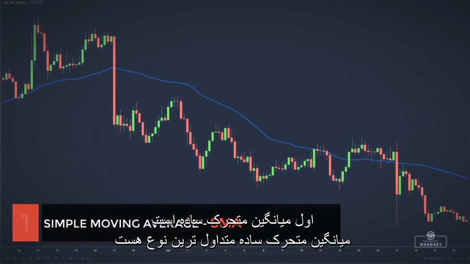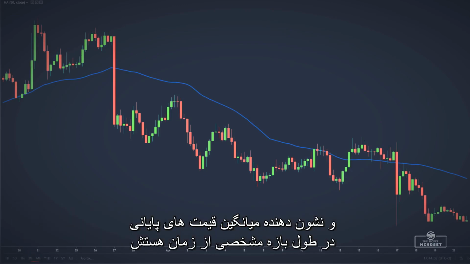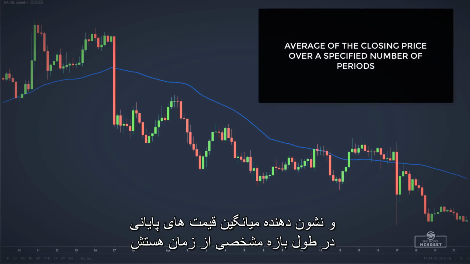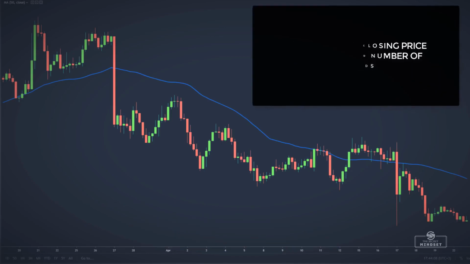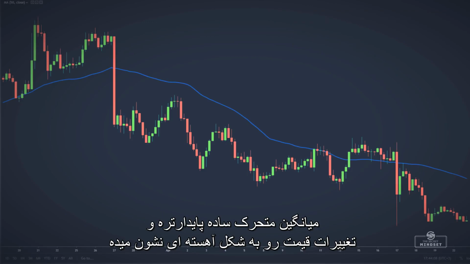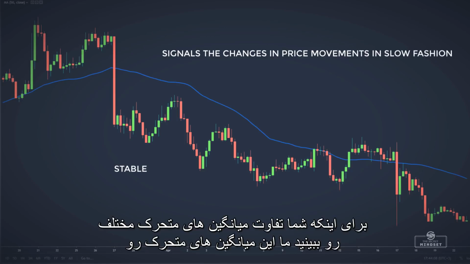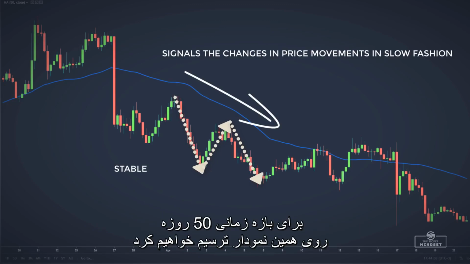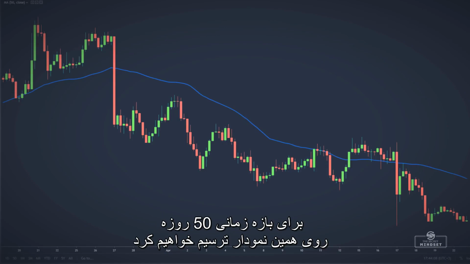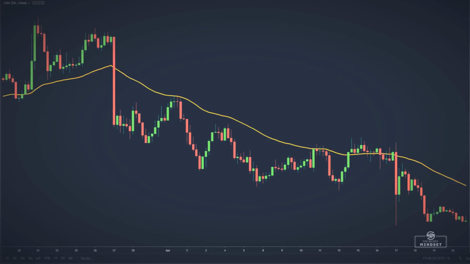First, we have the simple moving average. The simple moving average, the most common one, represents an average of the closing price over a specified number of periods. The simple moving average is more stable and signals the changes in price movements in a slow fashion. For you to see the differences between the moving averages, we'll plot these averages on the same chart and we'll use a 50 period in our analysis.